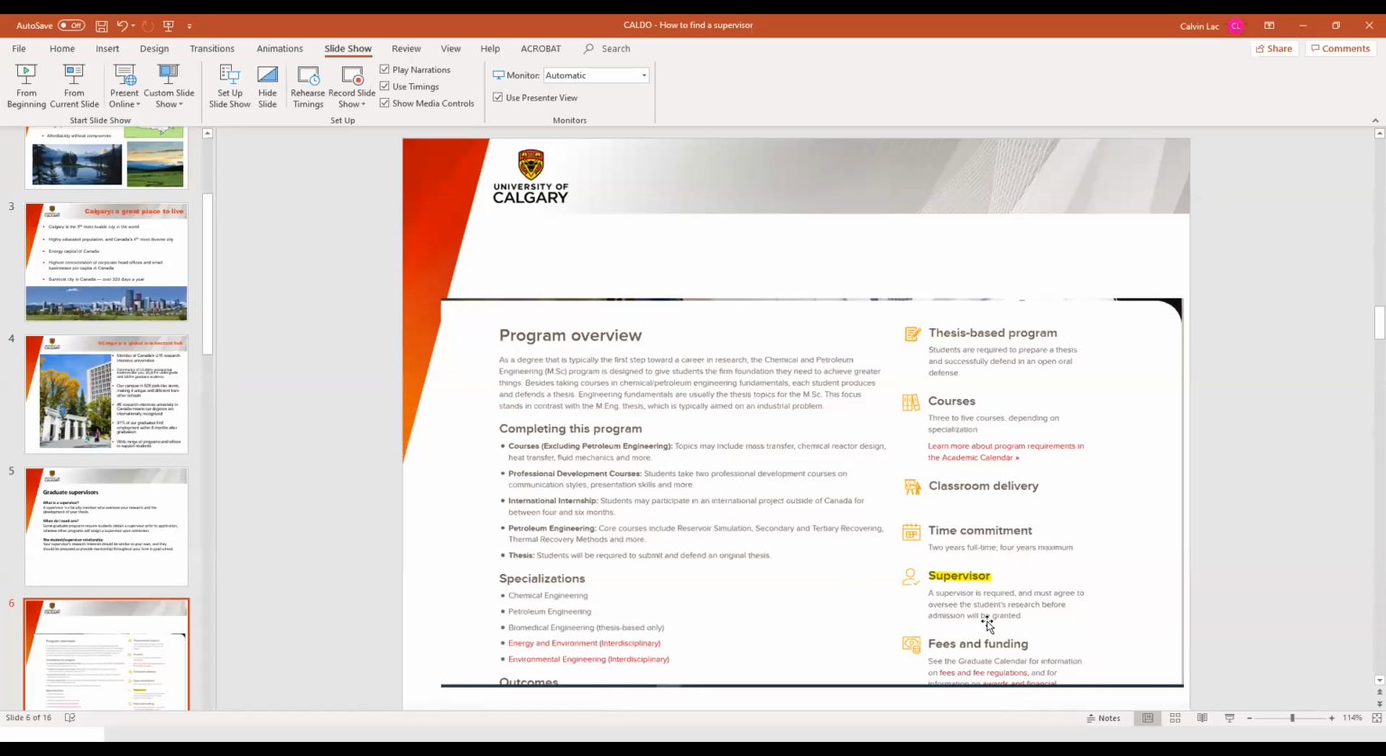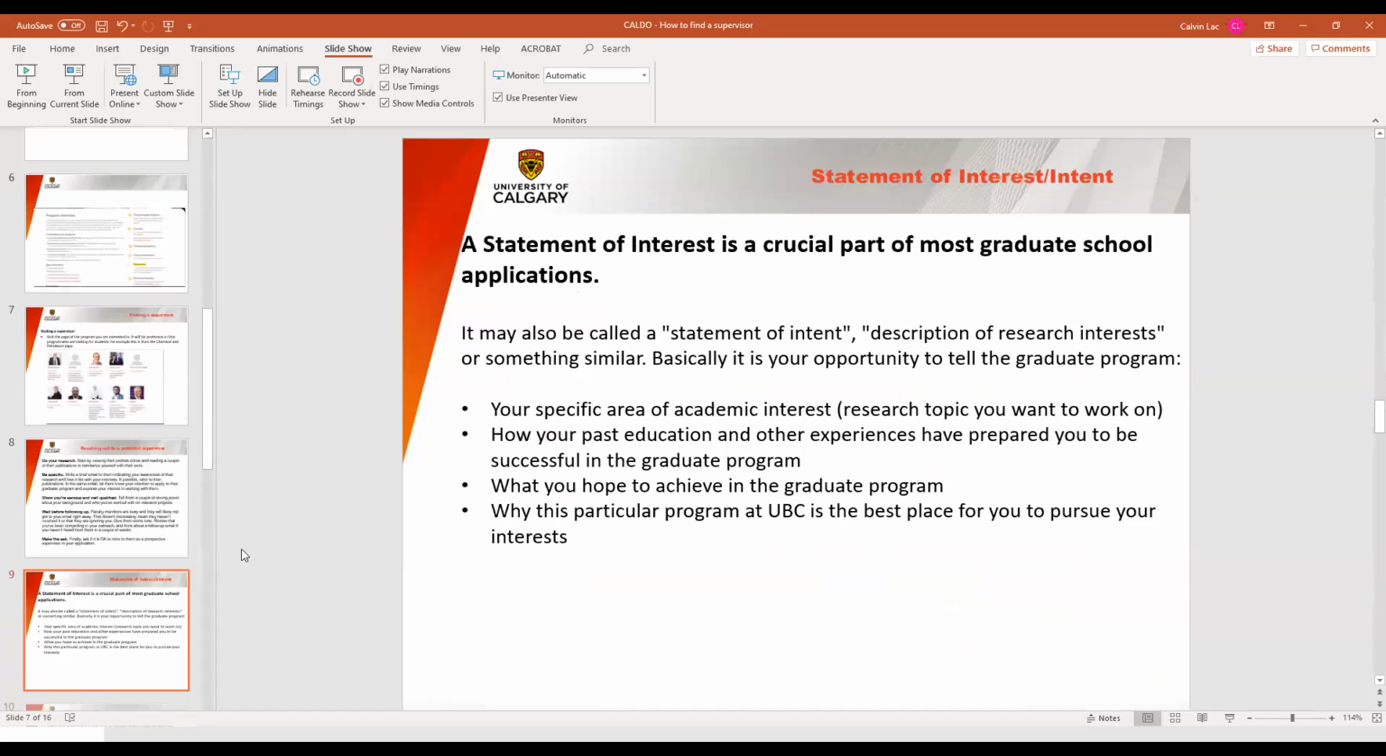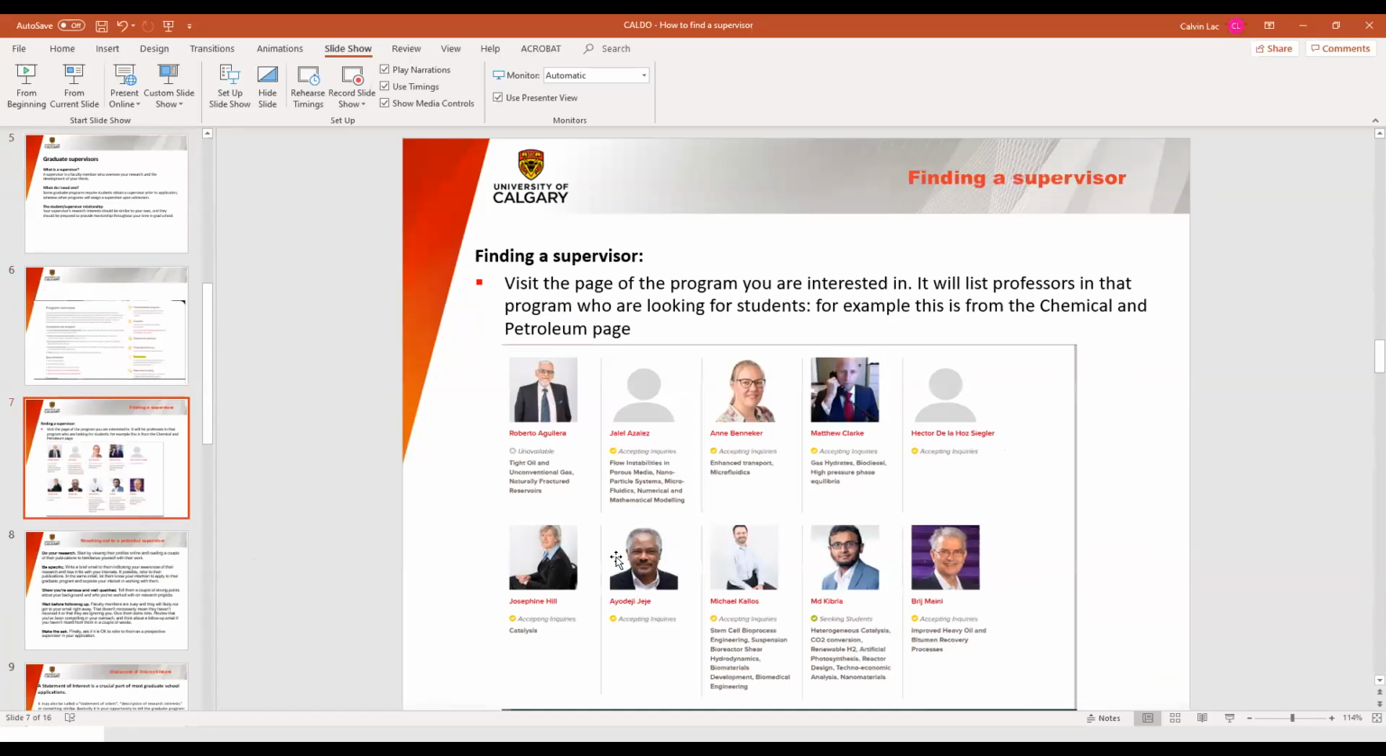And for this program, it indicates a supervisor is required and must agree to supervise the student's research before admission is granted. So now, how do you find a supervisor? If you scroll down a little bit on the page, we actually now list professors in the Chemical and Petroleum Engineering program who are seeking students.